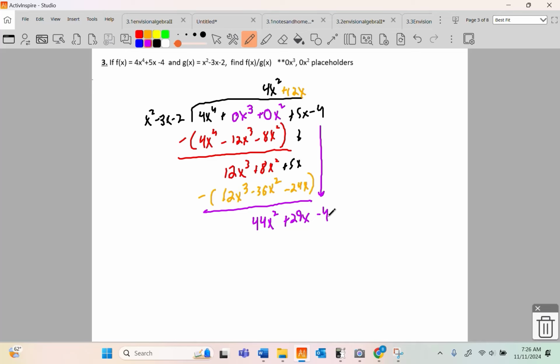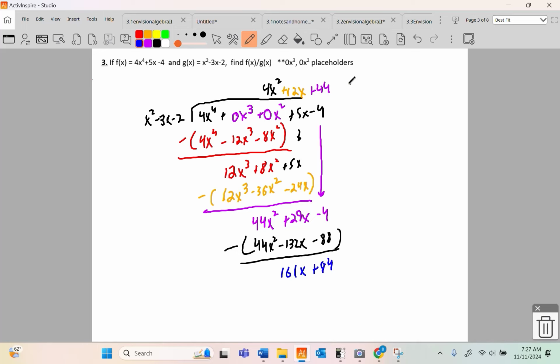I'm just making sure I hadn't made any mistakes real quick. All right, the last thing I have to do is multiply by 44, because I want 44x squared. 44 times a negative 3 is going to be negative 132. And 44 times a negative 2 is going to be negative 88. And again, I wrap before I subtract. 29 minus a negative 132 is 161. And negative 4 take away a negative 88 is a positive 84.